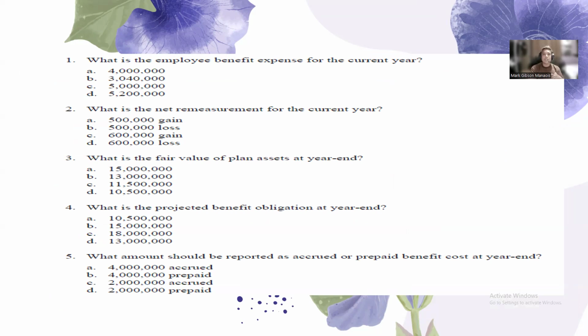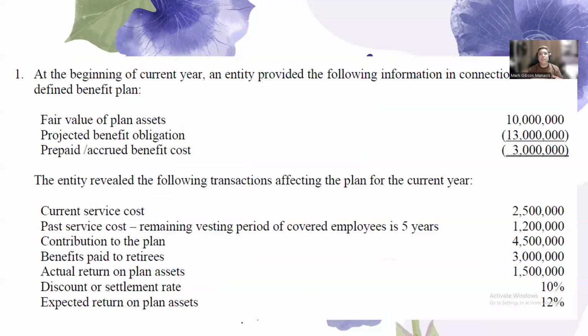So we'll introduce some templates, class, so that it will be easier for you to solve problems on employee benefit costs. At the beginning of the current year, an entity provided the following information in connection with a defined benefit plan. So we have the fair value of assets, less the projected benefit obligation. So we have accrued benefit cost of 3 million pesos.